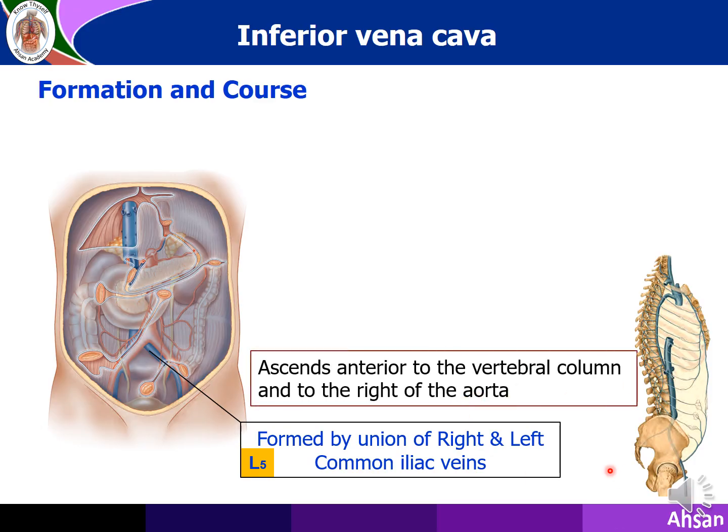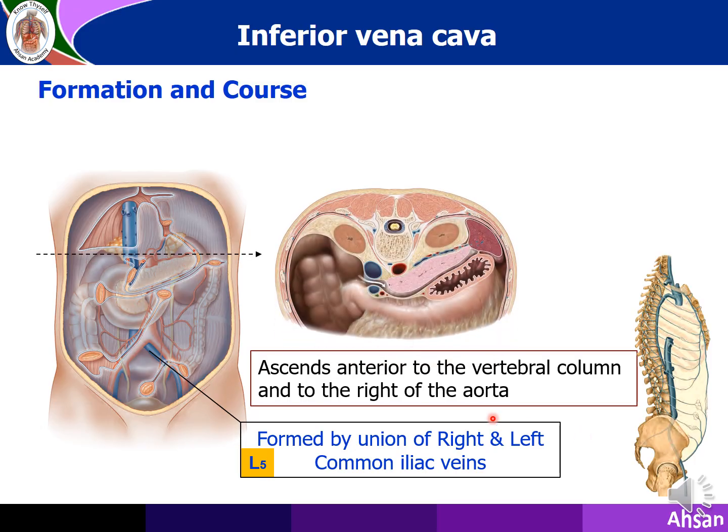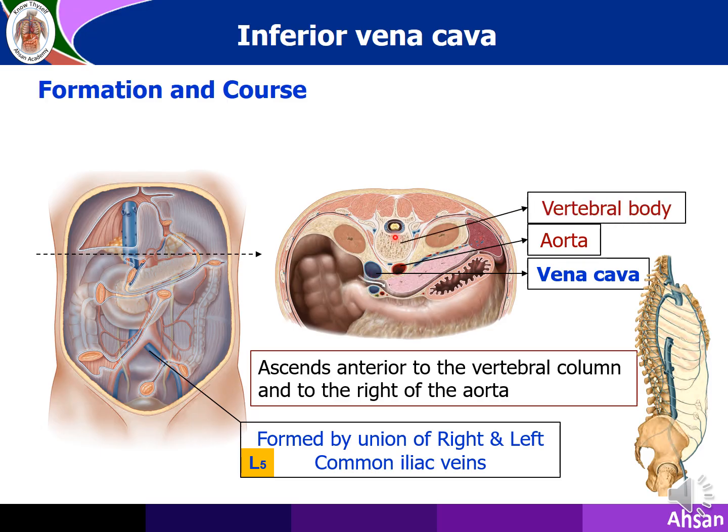This ascends by the side of the vertebral column, anterior to it, to the right of the aorta, a bit right of the vertebral column. This is situated and ascends up. Let's say this is the vena cava, the inferior vena cava present in the abdomen. It lies behind the duodenum, behind the epiploic foramen. This is the duodenum, the epiploic foramen is here, and then it gets inside the liver. This is to the right of the abdominal aorta and in front of the vertebral column, a bit to the right of the midline.